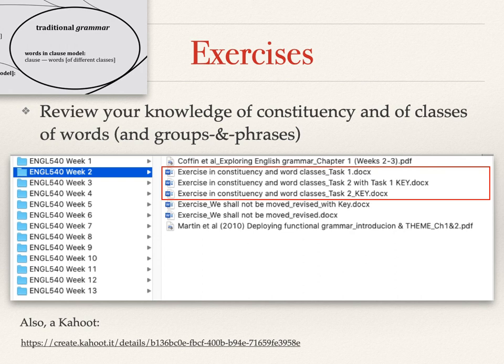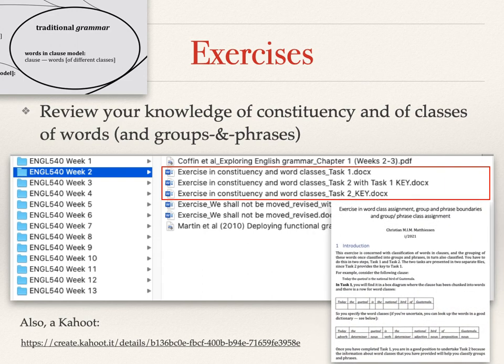So there's a sequence of 3 related exercises having to do with constituency and word classes. There are 2 tasks. That's in the first one, task 1. Then the second task builds on that and also includes a key to task 1. And the third one is a key to task 2. So that's a document that looks like this.